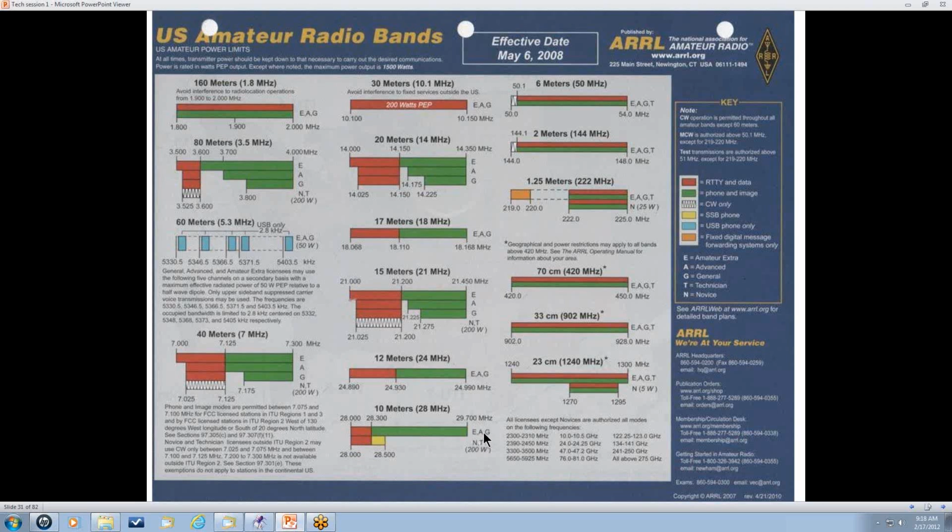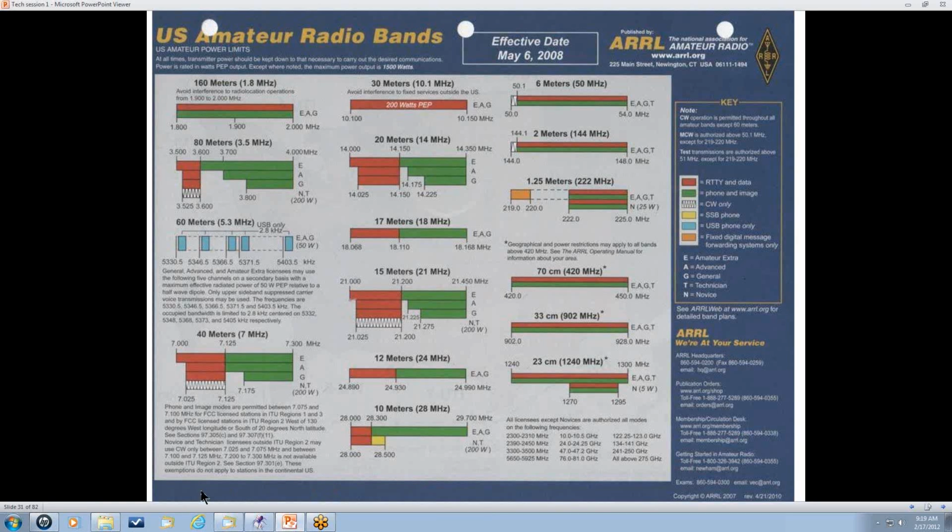So extras, advanced, and generals have the privileges shown on the top line here, and novice and technician have the privileges shown down here. And in the case of this segment right here, the yellow, that's for single sideband phone only. And phone, when we're talking about it in ham radio, means voice operation. It's short for radio telephone. So it means voice operation. Any questions on the chart here before we keep going? No. Okay.